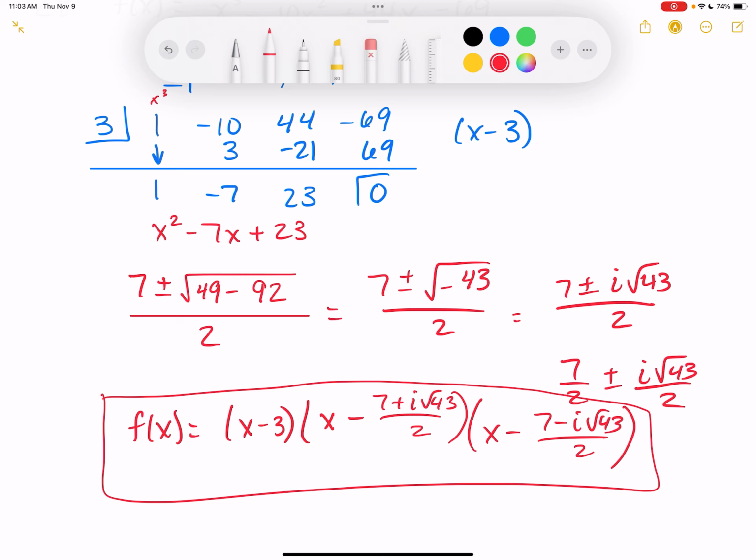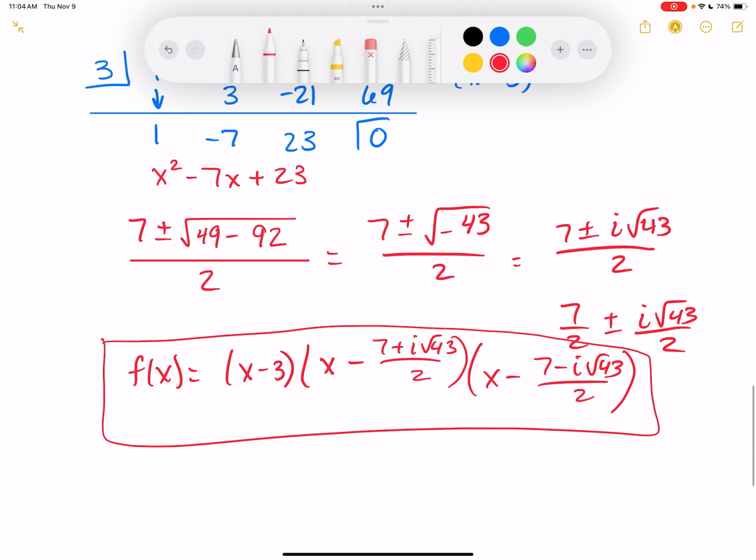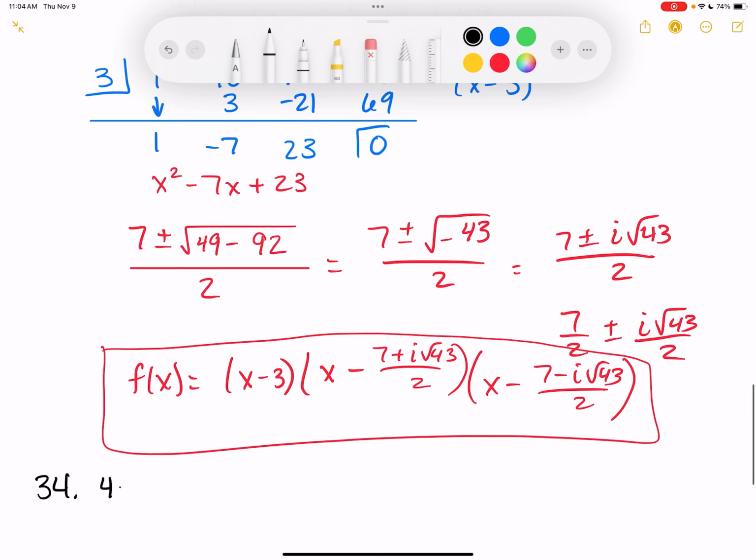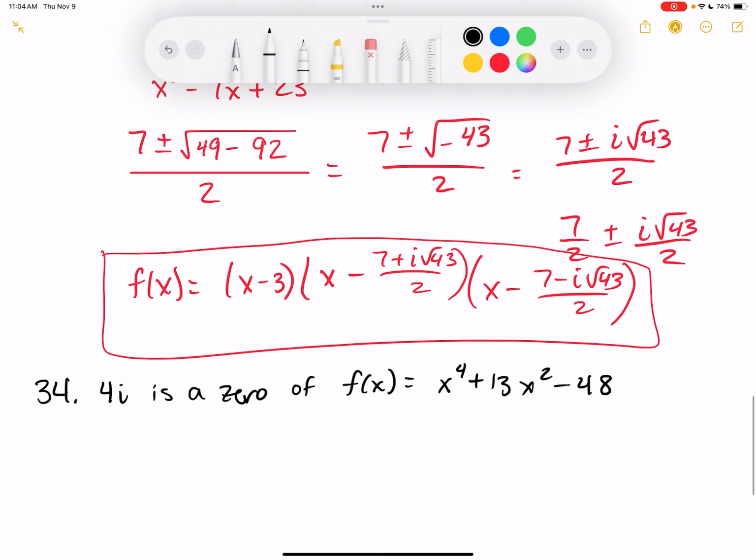Make sure I do these in order. Okay, 34. These say use the given zero to find all of the zeros and write a linear factorization. So it tells you what one of them is, and then we're going to have to go through and find the other ones. So 34, it says that 4i is a zero of f of x equals x to the 4th plus 13x squared minus 48. So it already tells us that's a zero, but I'm going to need to reduce it down, obviously, to be able to get to the next ones.